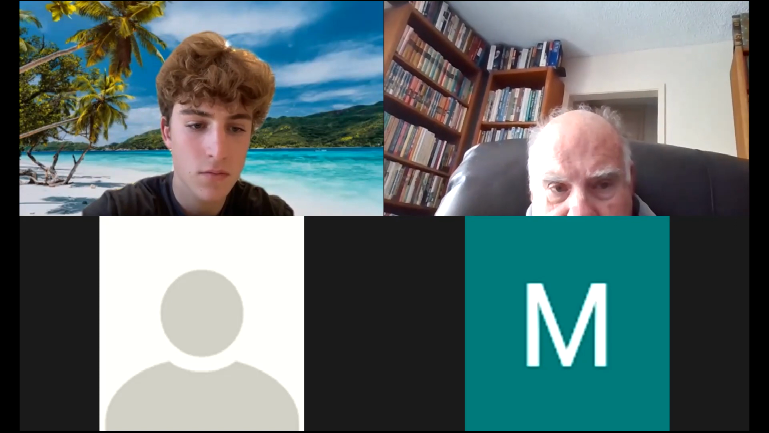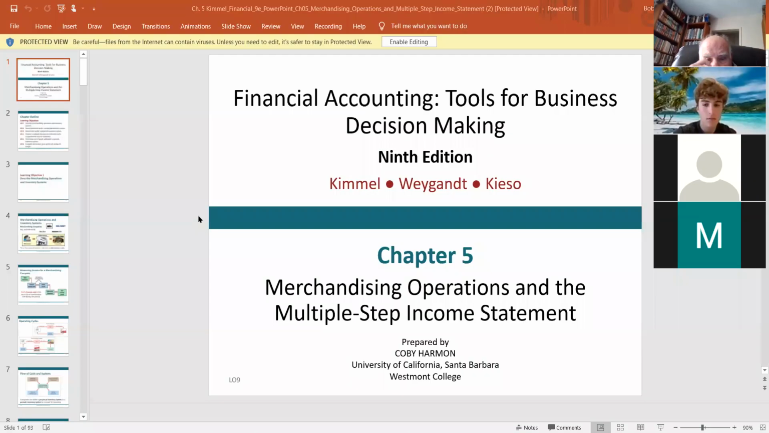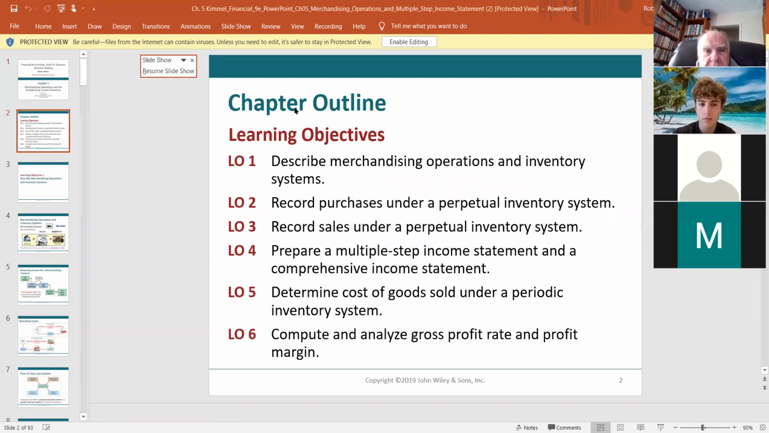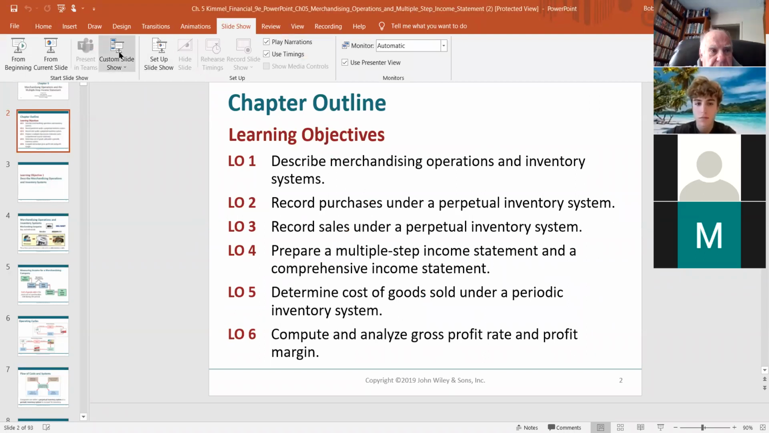Share screen. Chapter 5. Come on. Okay, let's see what we have here. Chapter 5. They're going to be talking about this longer income statement, huh? So let's see what we have here. Let me do this. Wow, look at all this.